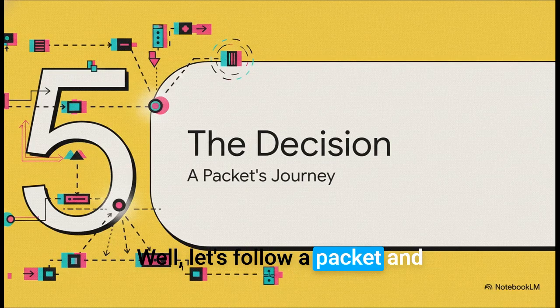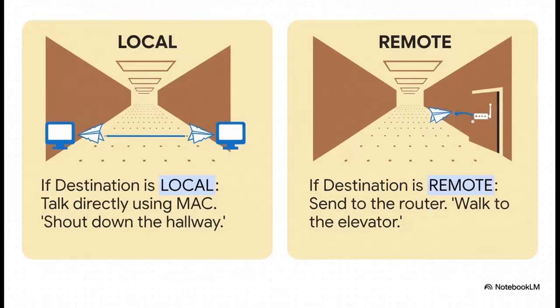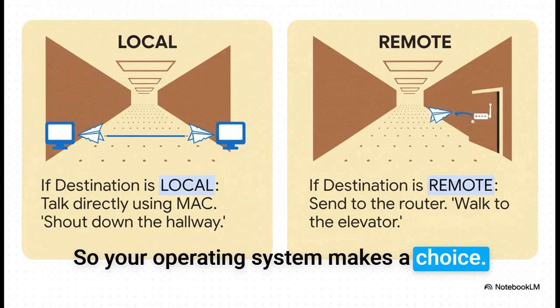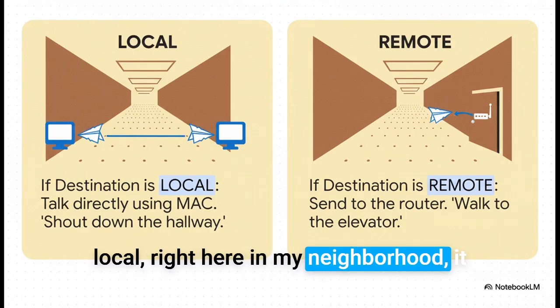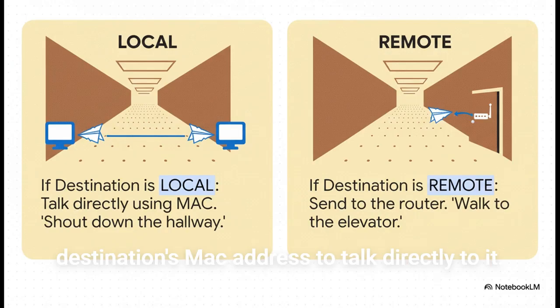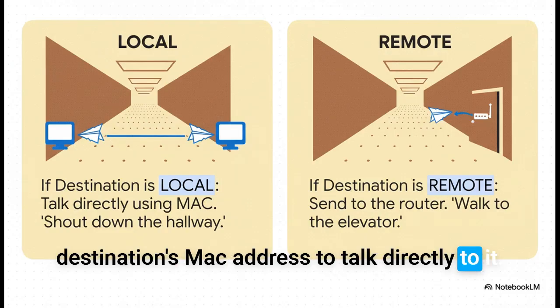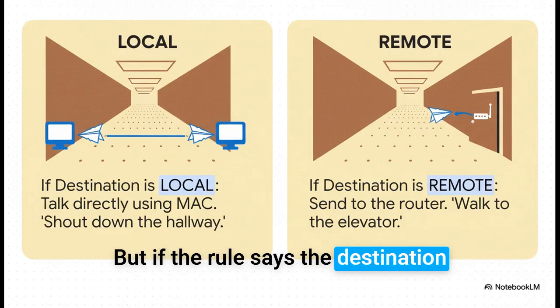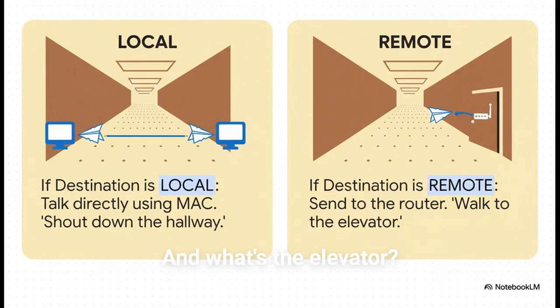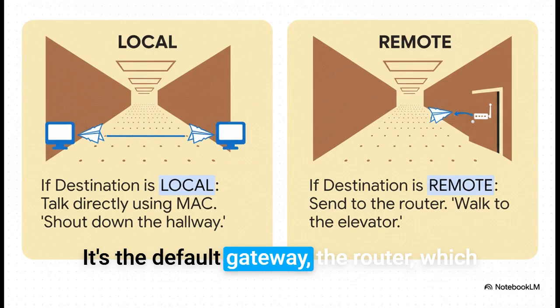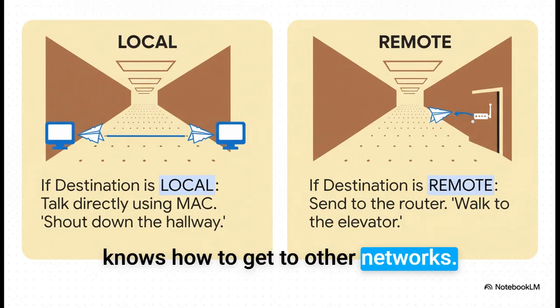So, how does that simple yes or no question actually translate into physical action on the network? Well, let's follow a packet and see exactly what happens. So, your operating system makes a choice. If the subnet rule says the destination is local, right here in my neighborhood, it just shouts down the hallway, using the destination's MAC address to talk directly to it. But if the rule says the destination is remote, it knows it can't just shout. It has to walk to the elevator. And what's the elevator? It's the default gateway, the router, which knows how to get to other networks.